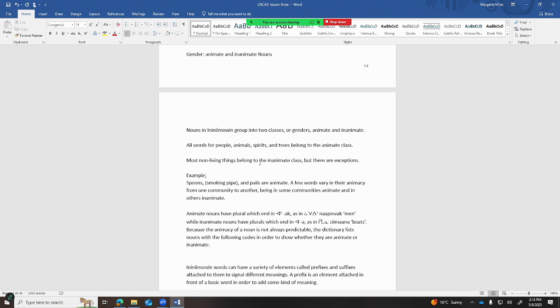Inanimate words can have a variety of elements called prefixes and suffixes which attach to them to signal different meanings. A prefix is an element attached in front of a basic word in order to add some kind of meaning. For example, Nijiman, my boat. So added there is the ni in front of the word jiman, boat. So the meaning is my, Nijiman.